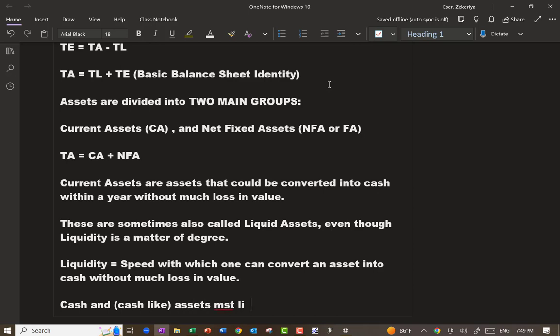But we also have cash-like assets. For example, short-term treasury securities. If you have 3-month T-bills, converting them into cash is basically as fast as you can log on to Robinhood or whatever investment account you have and put in a sell order. And it's going to be executed immediately. And there's not going to be too much loss in value.